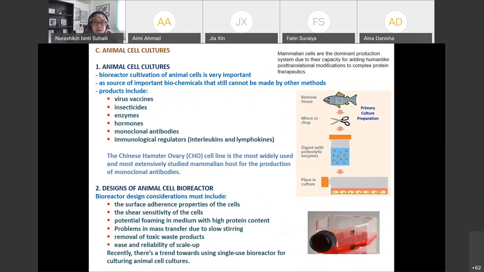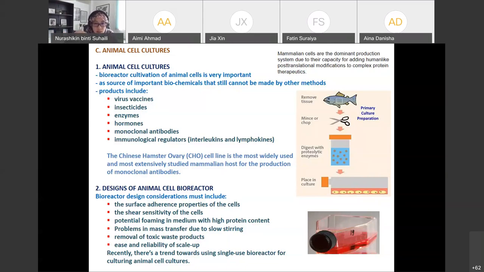Okay, so the next part will be animal cell cultures. Animal cell cultures in general, the size is actually much smaller than the plant cells. But they have certain similarities in terms of the sensitivity to shear. They are similar to plant cells. They are sensitive to shear. But if, let's say, plant cells have the highest shear sensitivity, animal cells can tolerate a little bit.